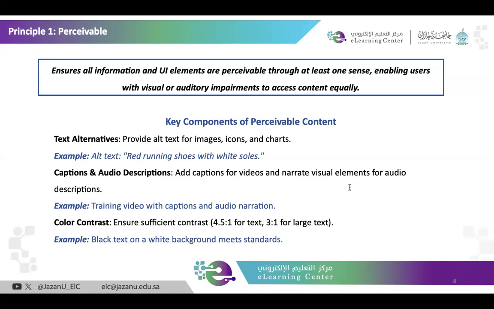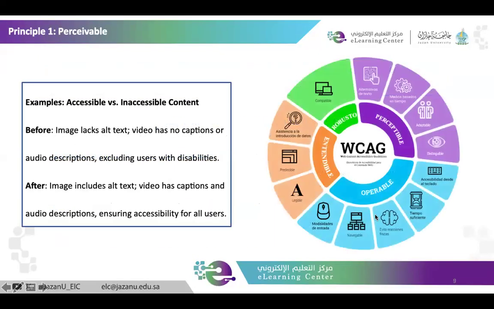WCAG requires a contrast ratio of at least 4.5:1 for normal text and 3:1 for large text. For example, light gray text on a white background is hard to read, but black text on a white background meets the accessibility standards. So, this explanation gives you a very clear idea about the principle.